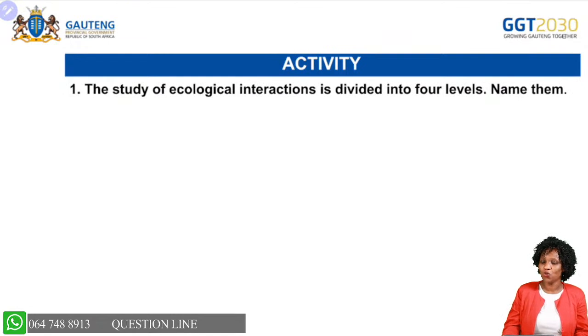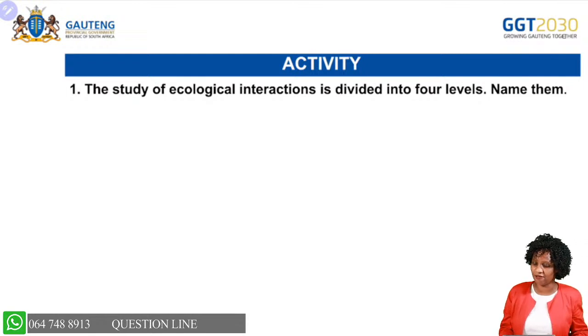We've got an exercise here which I want you to write. The study of ecological interactions is divided into 4 levels. Name them. I want you to name all the 4 levels. Number 1 says the study of ecological interactions is divided into 4 levels. I want you to name those 4 levels. I'll just give you 3 minutes to name those 4 levels and explain them.